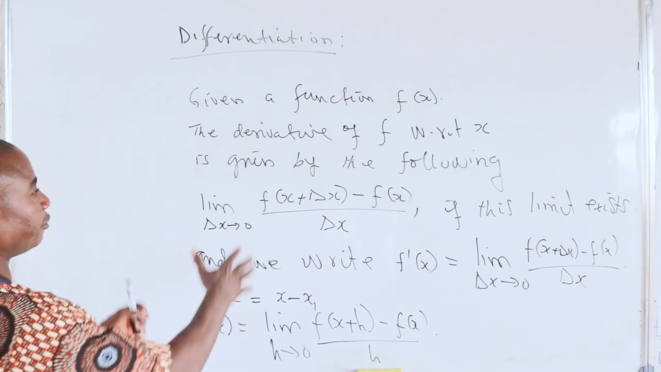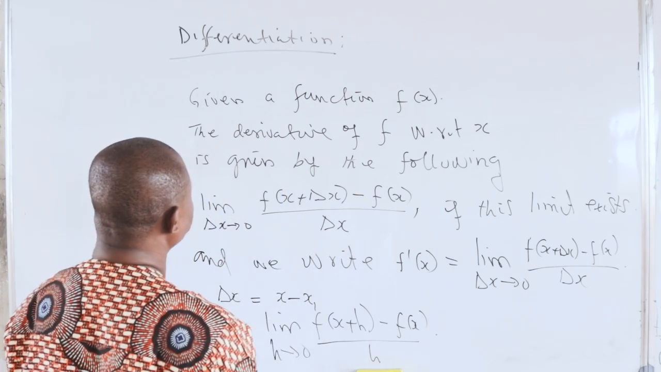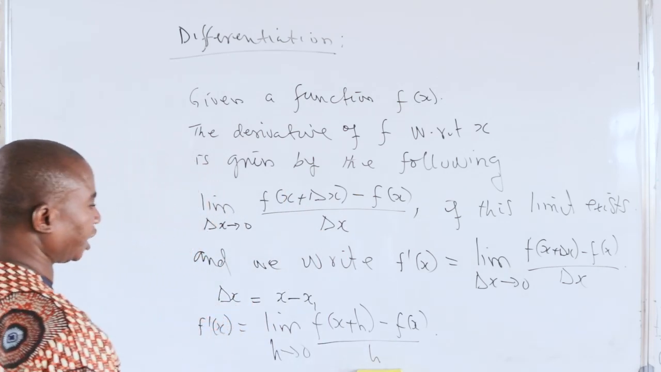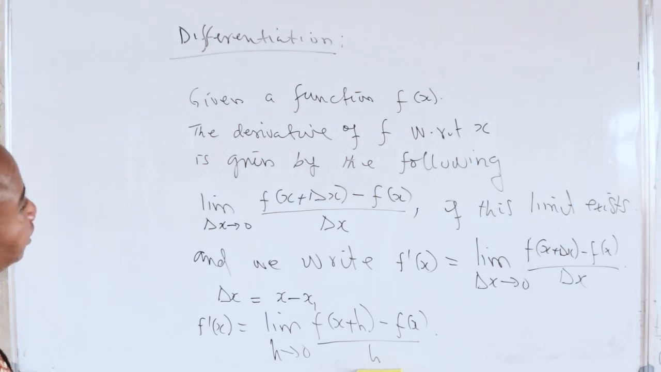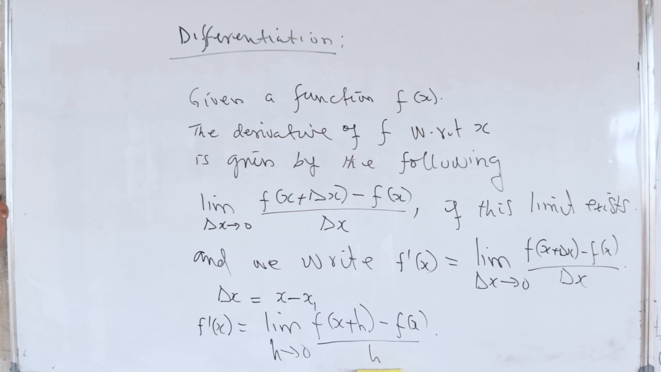Okay. So this is the formula given to us by Isaac Newton, and it has been of help to compute rate of change, average rate of change, or what we call the derivative of f at a given point x. All right.